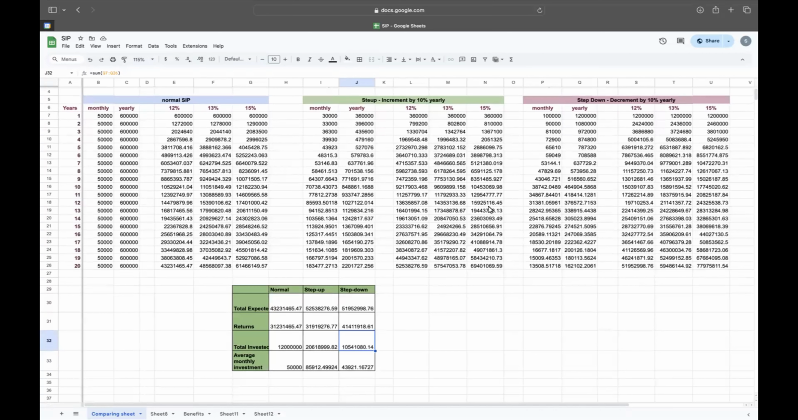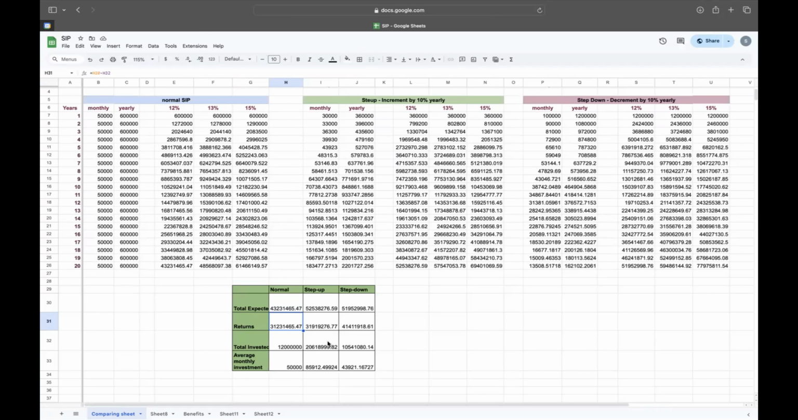Now, let's compare all these three types of SIPs with respect to numbers. The total investment I have made in normal SIP is 1.2 CR. And in the step up SIP, I have made around 2 CR. And in the step down SIP, I have invested 1 CR 5 lakhs. When it comes to returns, for the 1.2 CR I have invested in normal SIP, I got returns of 3 CR, 3.1 CR to be precise.